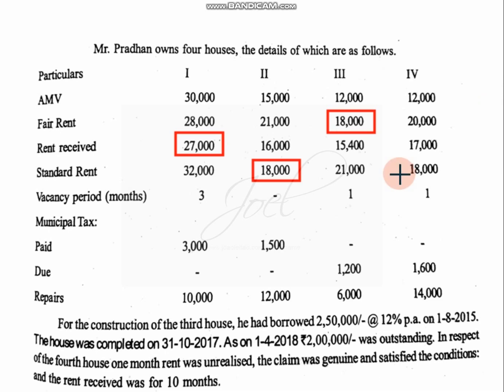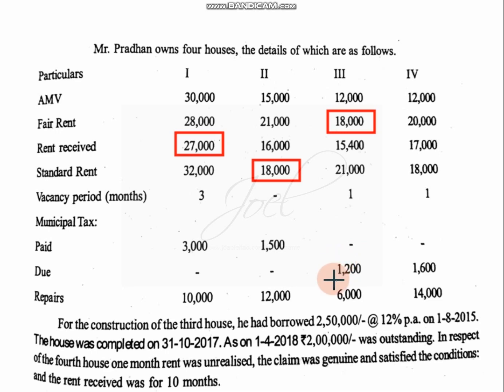From the gross annual value, one deduction is there, municipal tax, but in this case municipal tax we cannot deduct because it is not at all paid. It is not paid. When it is not paid, in the sense we cannot consider it as a deduction. So it is not allowable as deduction. So we will arrive at annual value.